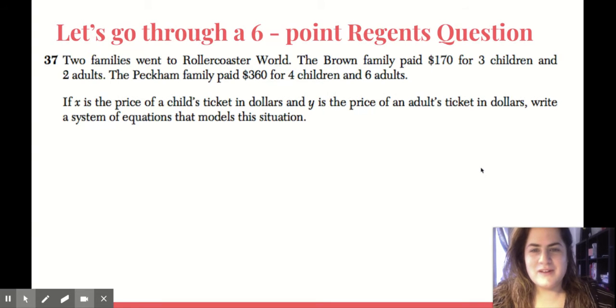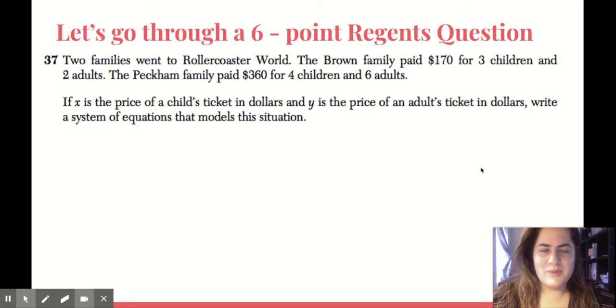What we're going to be working on are some 6-point questions which show up at the back of the Regents. So I figure every week we would just do one part of those typical 6-point questions. So today we're going to focus on the first part, which is just writing your own equations. So let's get started. I'm going to read out the problem.